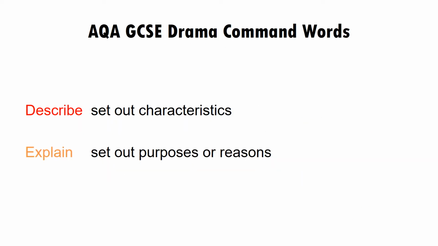Now, it's really important that you understand the command words in the question, and the 2 command words are to describe and explain. And for this question, to describe is to set out the characteristics. So it's to go through and to talk about all of those vocal and physical skills specifically. And to explain is to set out the purposes or the reasons. So the describe really is what you're doing, how you're using your acting skills, your vocal and physical skills. And the explain is why you're doing that. What's the effect that you're trying to create to the audience?